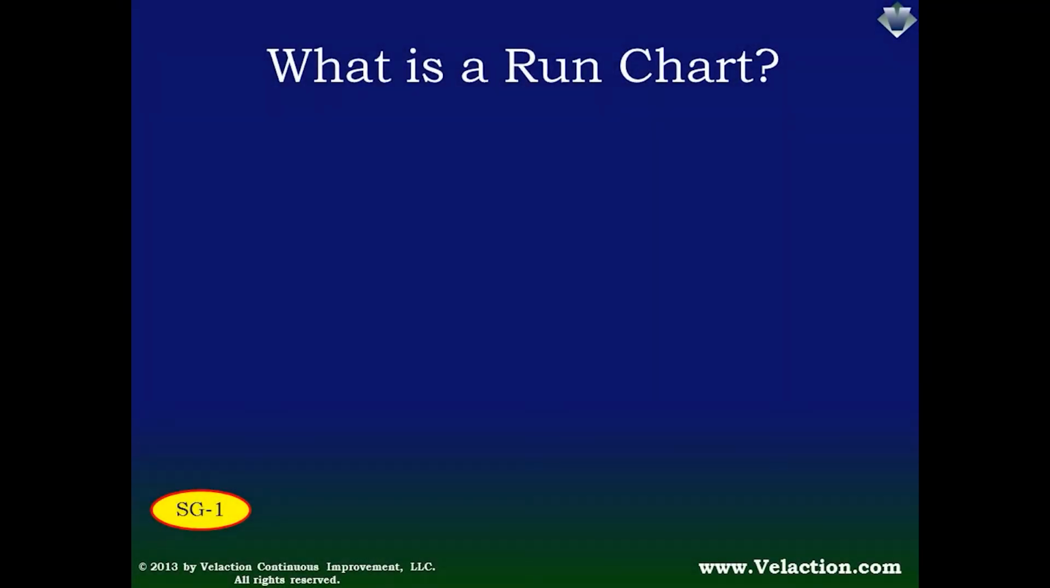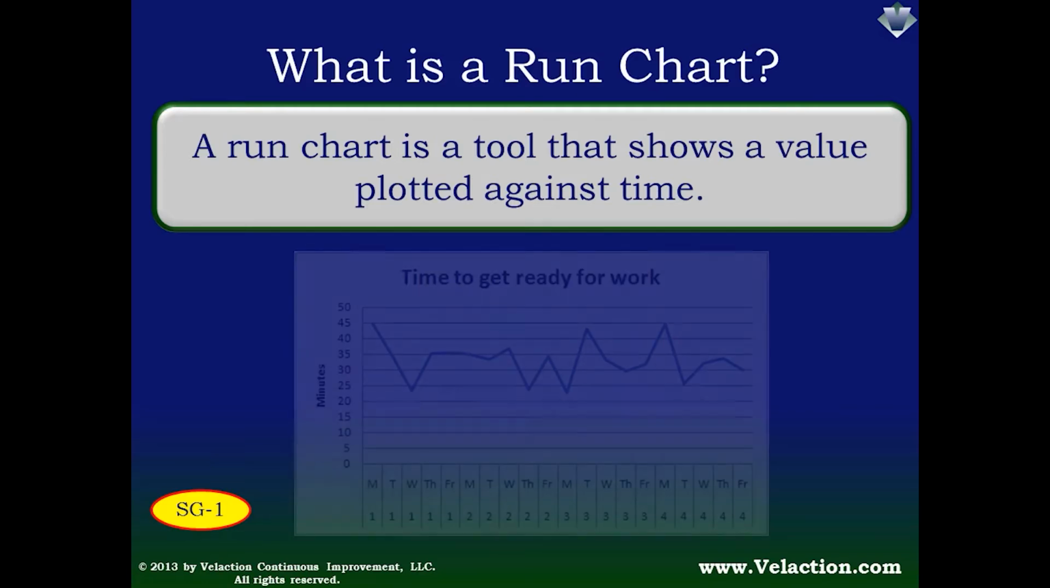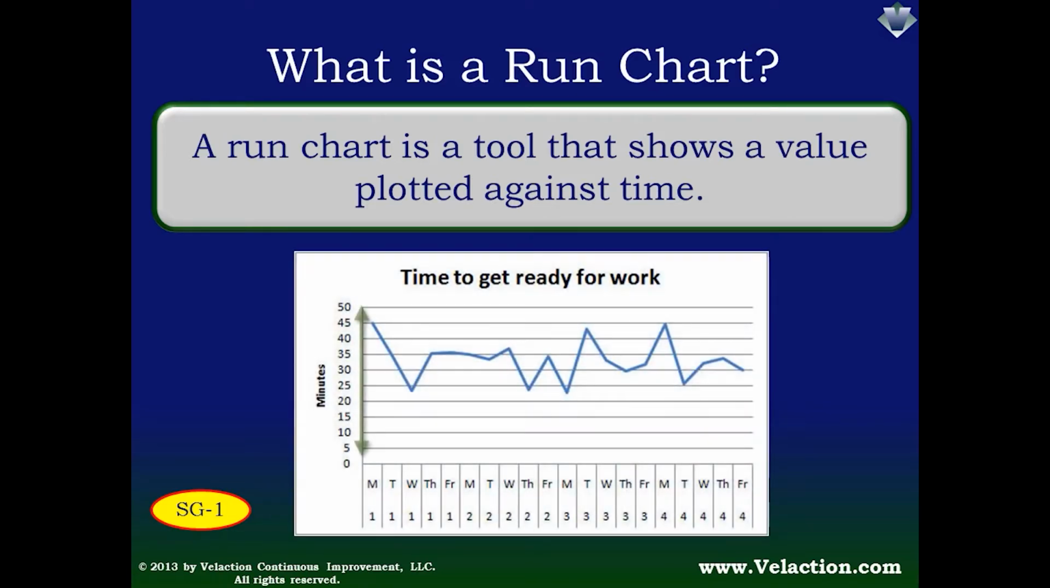So let's tackle that first objective and talk about what a run chart is. A run chart is a visual tool that shows how a particular value varies over time. In this example, the vertical or y-axis shows the number of minutes it takes me to get ready for work in the morning. The horizontal or x-axis shows the day. Note that because we only track this time on weekdays, weekends are not shown on the timeline.